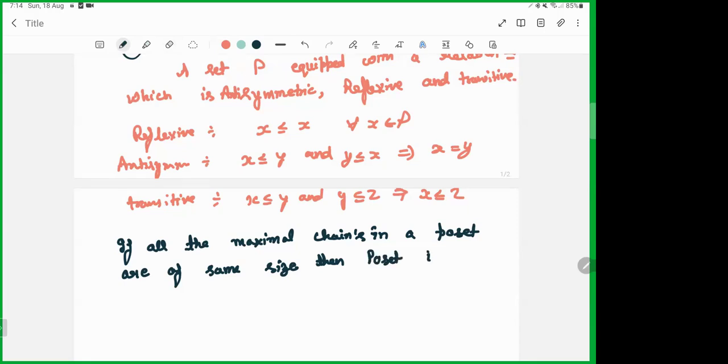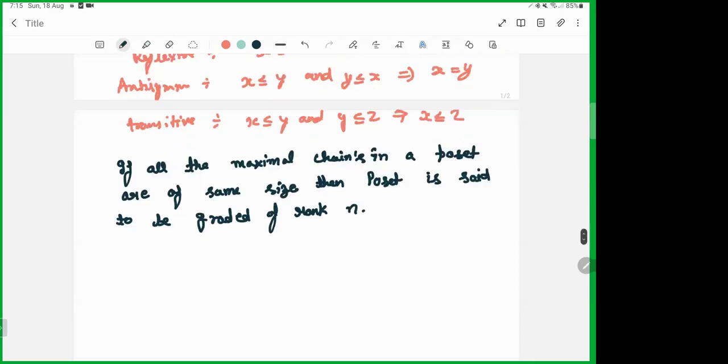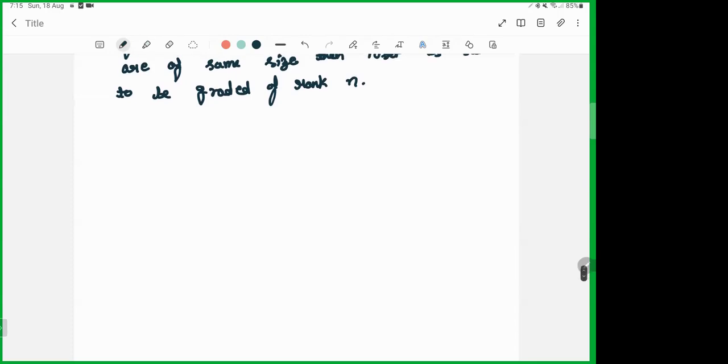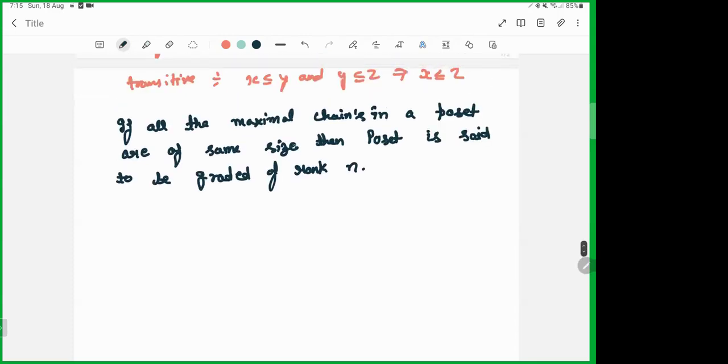Poset is said to be graded of rank n. Good. So these are the basic things. Same size and same length, I should say, because this is in the definition. Same length n, which is the n. So to be graded of rank n. Good. So let's start with problems.